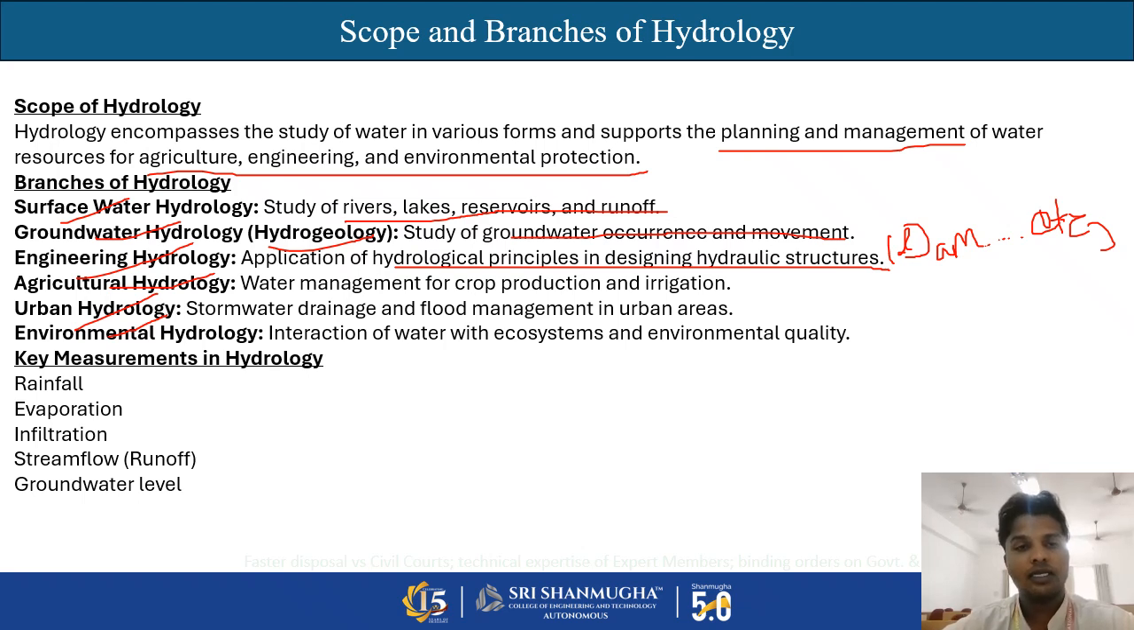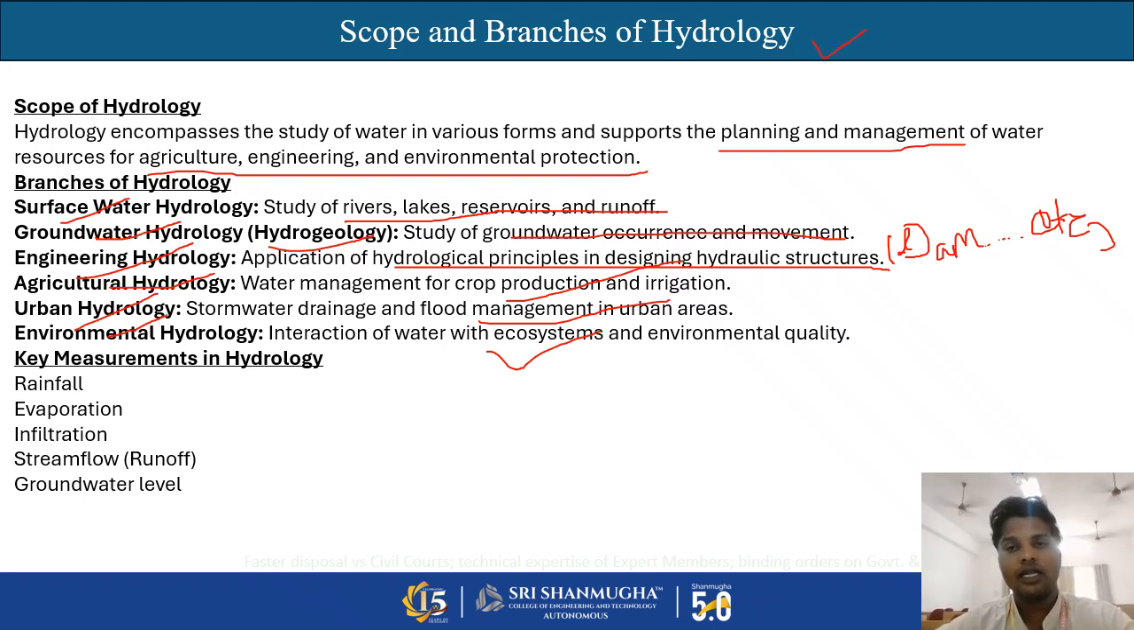Then agricultural hydrology is nothing but water management for crop production and irrigation. Urban hydrology means stormwater drainage and flood management in urban areas. Then environmental hydrology means the interaction of water with the ecosystem and environmental quality.